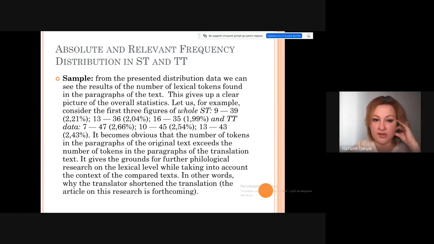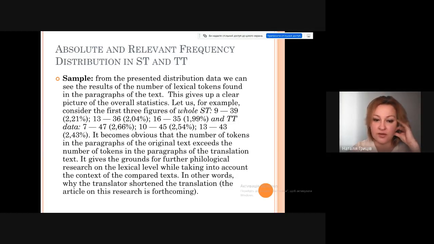Let us, for example, consider the first three figures of the whole source text as compared to the target text data. Just suppose we have 9, 13, and 16 in the original text, while we have 7, 10, and 13 in the translated text. It becomes obvious that the number of tokens in the paragraphs of the original text exceeds the number of tokens in the paragraphs of the translated text.